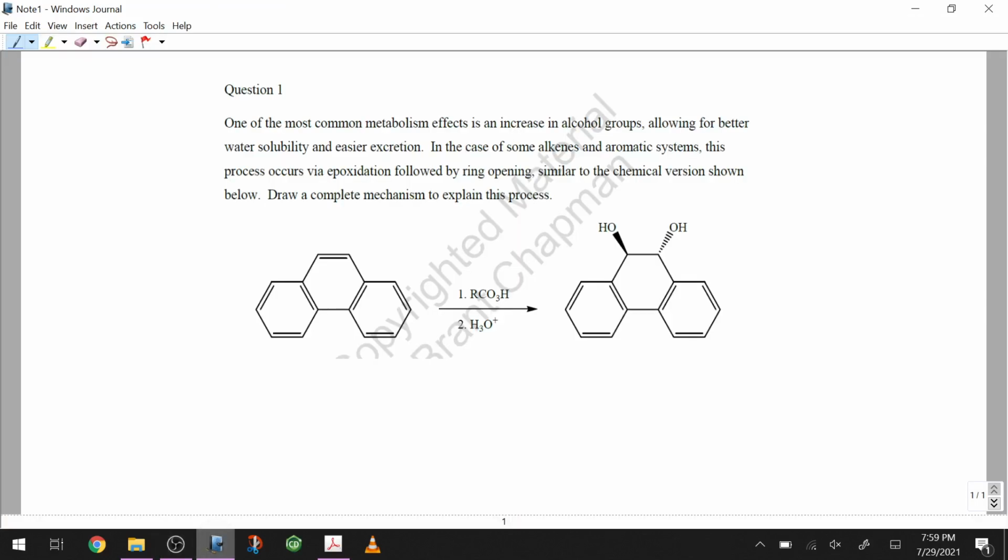Question 1, an aromatic metabolism question. Now, I'm not talking about the biochemical issue here, but this is one of the reasons why polyaromatic hydrocarbons are carcinogenic. It's because specifically the right alkene can be epoxidized and then opened biochemically. So this is just a chemical version. So, mechanism for epoxidation followed by acid ring opening.